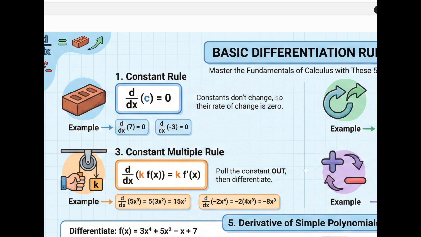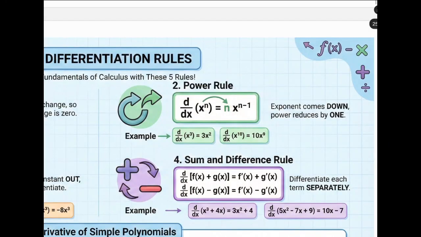Next, we have the power rule. For the power rule, every time you encounter an equation that contains a power, you need to make sure that the exponent is put on the left side here, and then the power is reduced by 1. So for example, x to the power of 3 becomes 3x to the power of 2. x to the power of 10 becomes 10x to the power of 9.